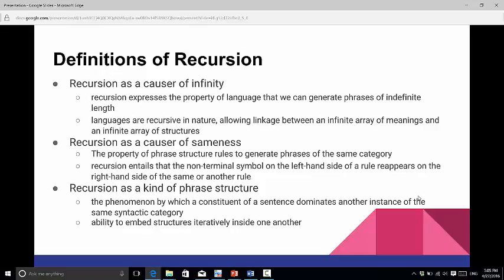Recursion entails that the non-terminal symbol on the left side of a rule appears on the right-hand side of the same or another rule. The property of the phrase structure rules to generate phrases of the same category. And the third type of definition of recursion, wherein recursion is seen as some sort of phrase structure.